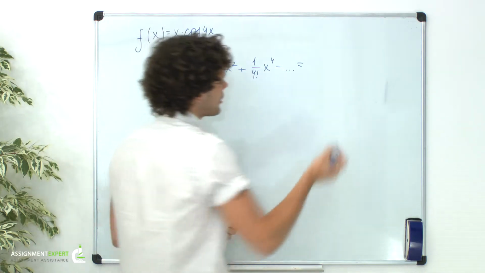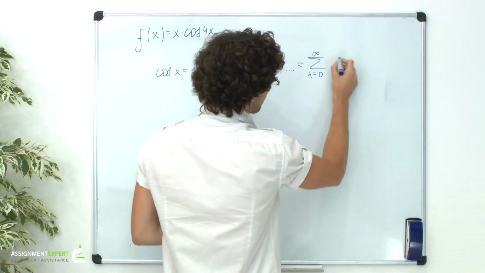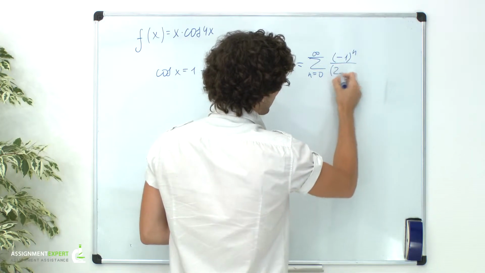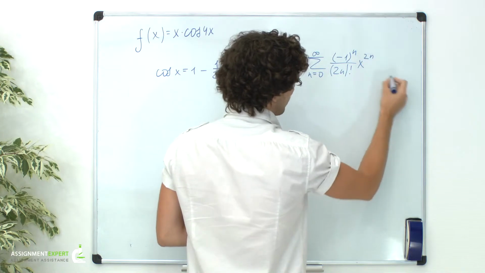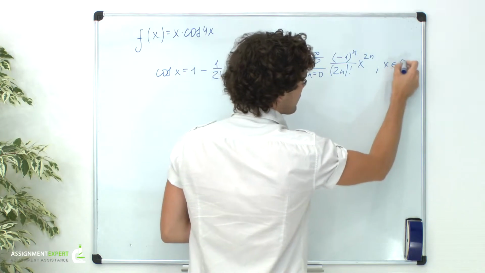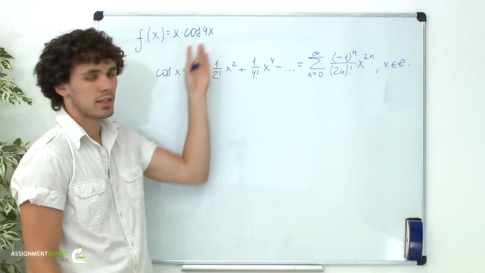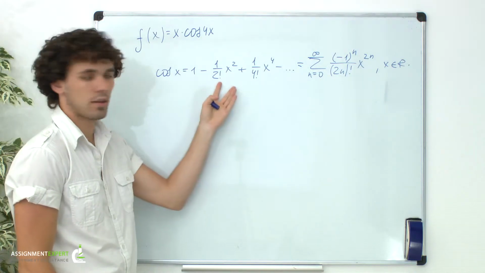Or in a compact sigma notation, this is a sum for n from 0 to infinity of negative 1 raised to the power of n over the factorial of 2n times x raised to the power of 2n. And this is for real x. As we can see, in our case we have the cosine of 4x, so we need to substitute 4x instead of x in this formula.